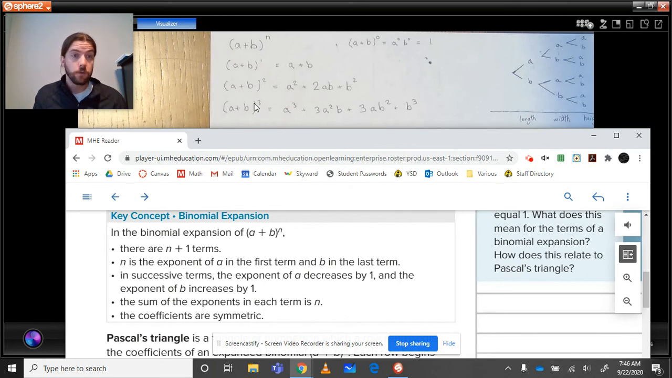So if you have something to the 100th power, you'd have way more than 101 terms, and you'd simplify it down to 101 terms. Okay, that's a lot to do by hand. So we're going to try to figure out ways to not do it by hand.